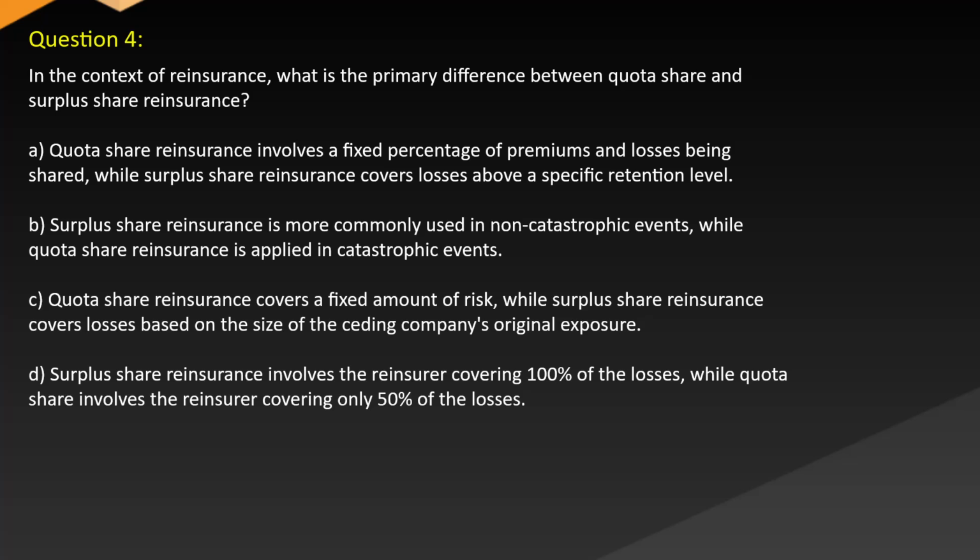B. Surplus share reinsurance is more commonly used in non-catastrophic events, while quota share reinsurance is applied in catastrophic events. C. Quota share reinsurance covers a fixed amount of risk, while surplus share reinsurance covers losses based on the size of the ceding company's original exposure. D. Surplus share reinsurance involves the reinsurer covering 100% of the losses, while quota share involves the reinsurer covering only 50% of the losses.